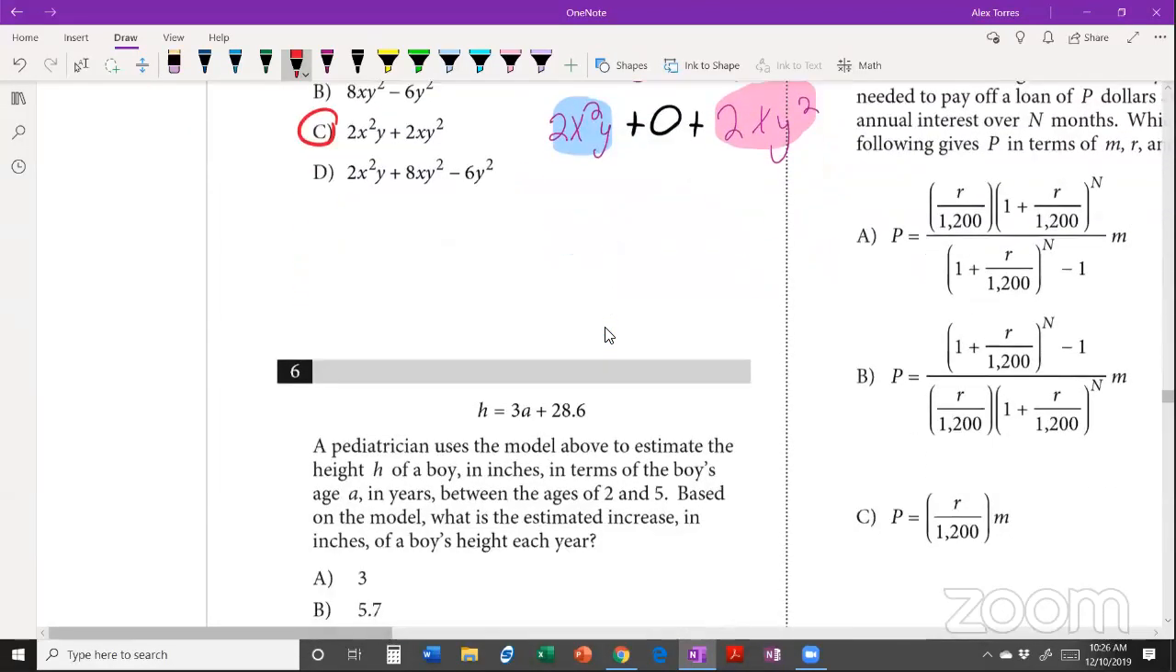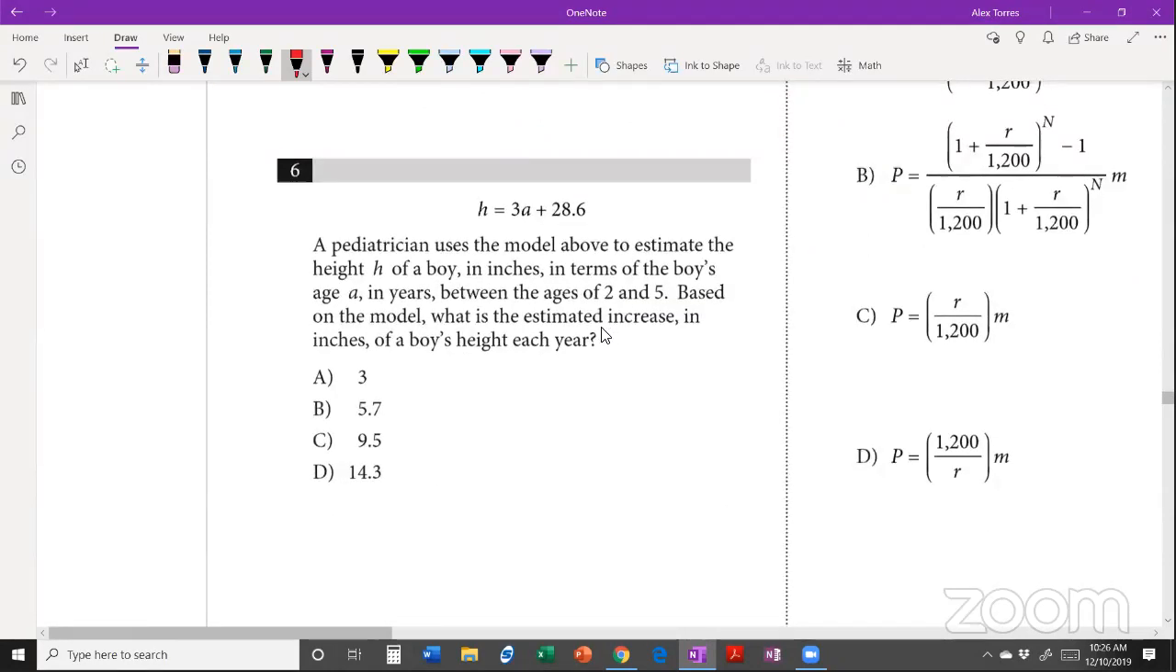Going over to number 6. Okay, so we have the height in inches. We just have to really make sure that the unit's not changing, in inches per year. So now that we have that, we can see this as a y equals mx plus b. And the b is the 28.6. And the slope is the a. So what is the increase in inches of the height each year?